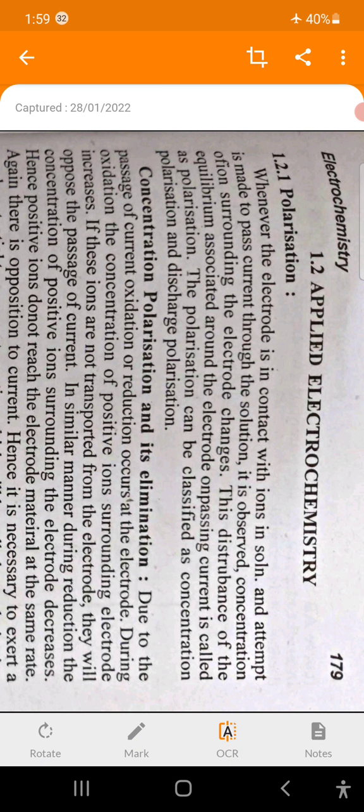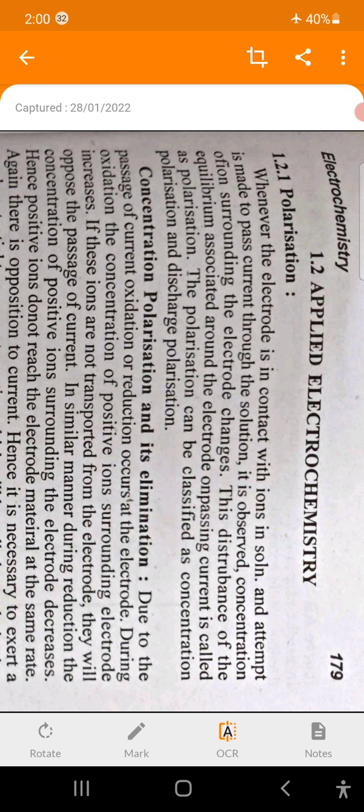If we consider any cell which consists of two electrodes, anode and cathode, connected to the positive and negative terminals of a source, and an electrolyte solution, that is a solution which contains cations and anions, and the electrodes are dipped in that solution. The two solutions are connected by a salt bridge.